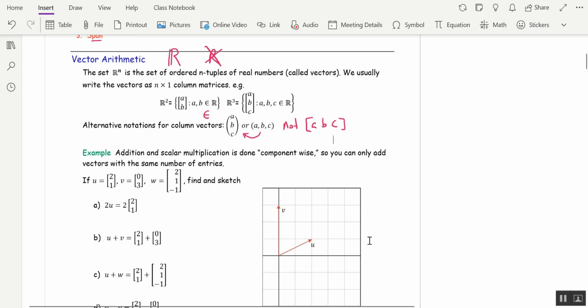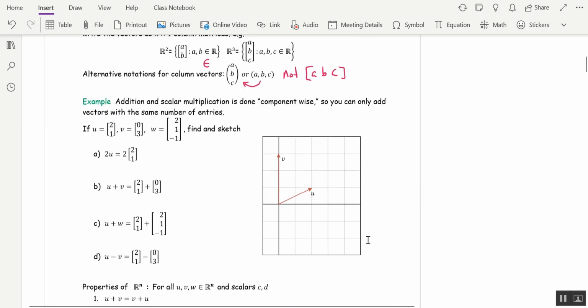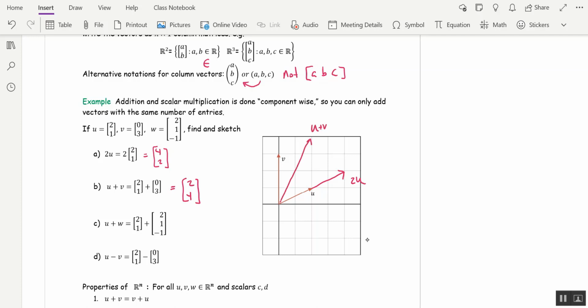Addition and scalar multiplication. Let's talk about those two operations. This is done component-wise. So for example, if u is the vector (2, 1), 2u means we multiply each entry of u by 2: (4, 2). Geometrically, that stretches the vector u by a factor of 2. So here's 2u. u plus v, we're going to add component-wise. That means we add across the top, we add across the bottom to get (2, 4). So that's this vector here, and geometrically you want to think of that vector as the diagonal of the parallelogram spanned by u and v.